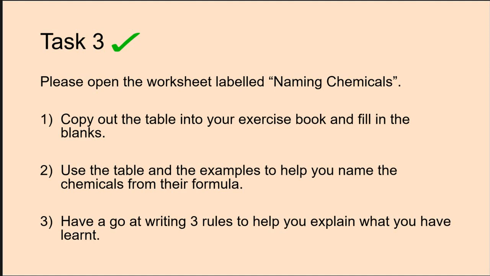Your third and final task for this lesson, Year 7, is to open the worksheet labelled Naming Chemicals. Copy the table into your exercise book and fill in the blanks. Then use the table and the examples to help you name the chemicals from their formula. Then finally have a go at writing 3 rules to help you explain what you have learned.